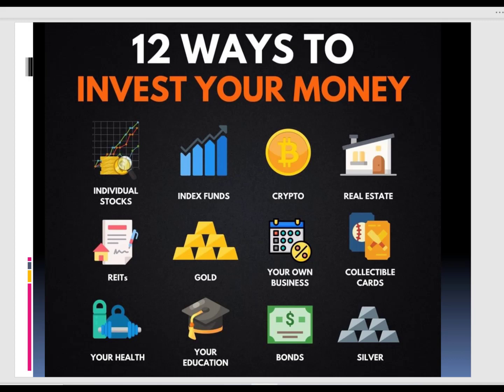And finally, the 12 ways to invest your money. It's really important to diversify your portfolio and understand what is out there. First, individual stocks, of course. Then you have index funds, for example, an index that tracks the S&P 500. Then you have the cryptocurrencies: Bitcoin, Ethereum, Ripple, whatever. Real estate, real estate investment funds, and gold, which is an important one to hedge yourself against inflation or protect yourself in a time of crash. Owning your own business, collectible cards or art, for example.